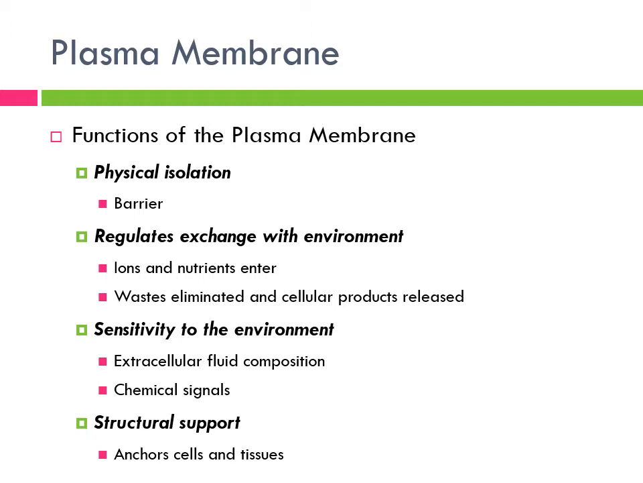The plasma membrane has multiple functions. It's a physical barrier that isolates the inside of the cell from the surrounding environment. It regulates exchange with the environment. So like we were just saying, it decides what ions can come in and what nutrients can come in, and then it eliminates waste products and other cellular products. So if your cell is producing a hormone, that hormone has to get released across the plasma membrane.